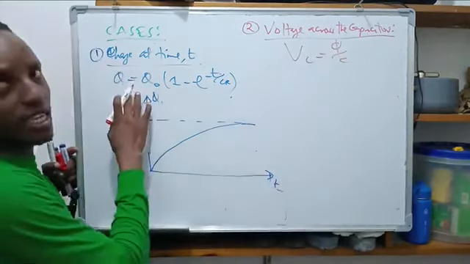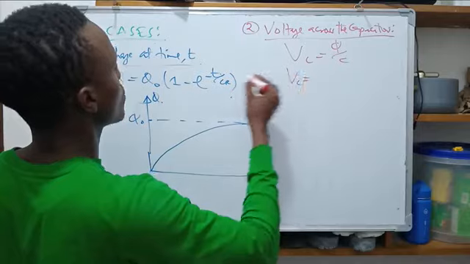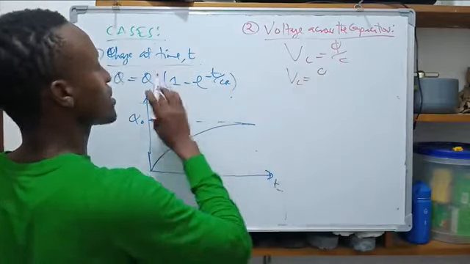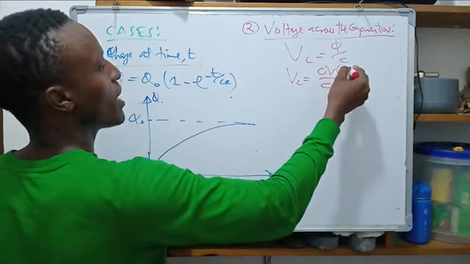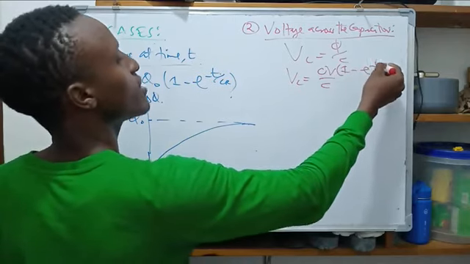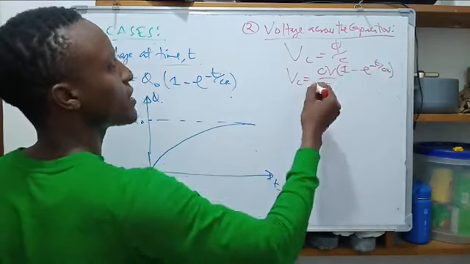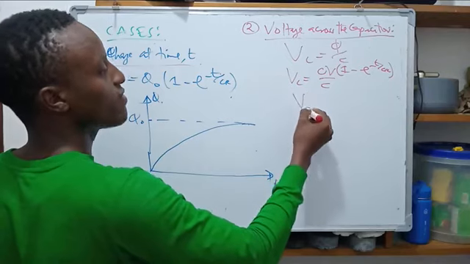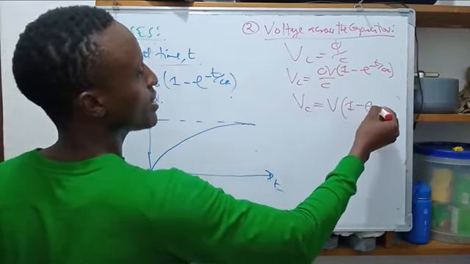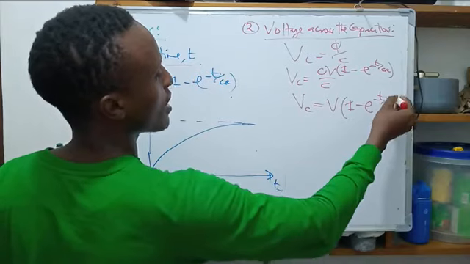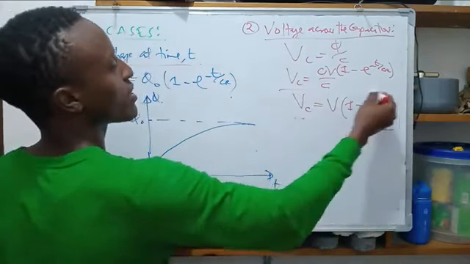What's the charge at any time? So VC is just equal to Q over C. What is Q? We said Q is CV times 1 minus e to the negative t over CR, over C. So what happens? C and C cancel. Then the voltage across the capacitor is just equal to V times 1 minus e to the negative t over CR. That's what happens.